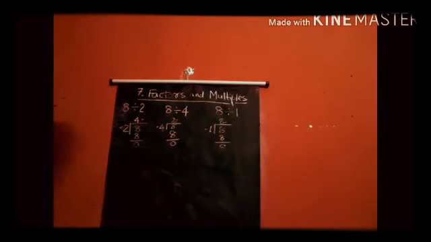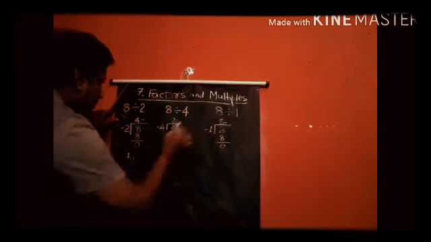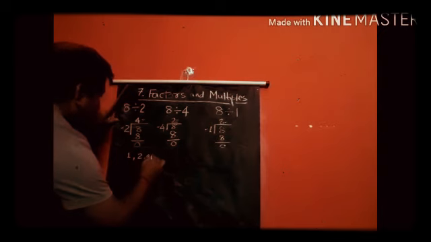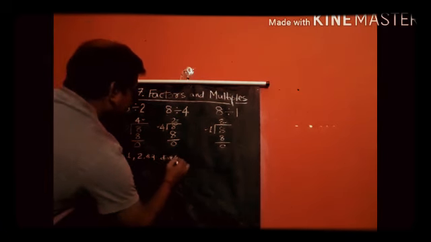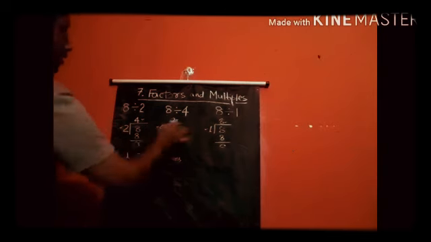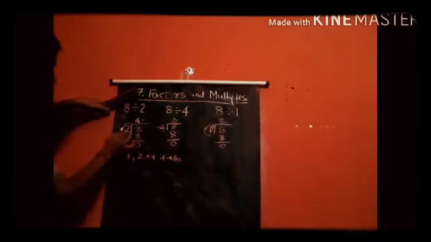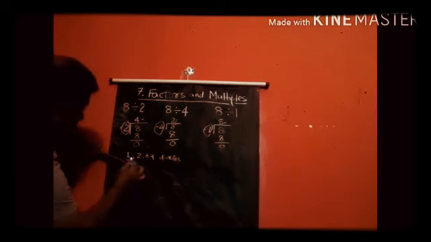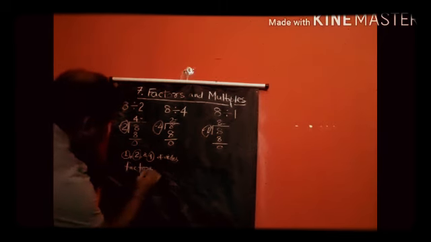So here, 1, 2 and 4 divide 8 exactly, having no remainder at all. 1, 2 and 4 divide 8 exactly, leaving no remainder. So we can say that 1, 2 and 4 are the factors of 8. So these, 1, 2 and 4, are the factors of 8. What are they? Factors of 8.